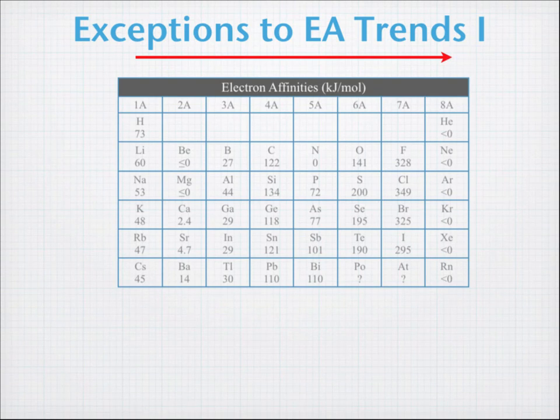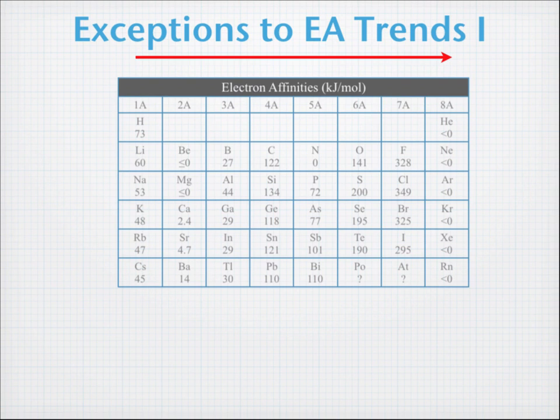However, there are some exceptions to the trend, and this table shows you for the first 5 rows of the periodic table, excluding the noble gases, excluding the transition metals, what the actual electron affinities are, and these are listed in kilojoules per mole. And as you look across, you can see that there's some columns in which the electron affinity becomes 0 or even negative.